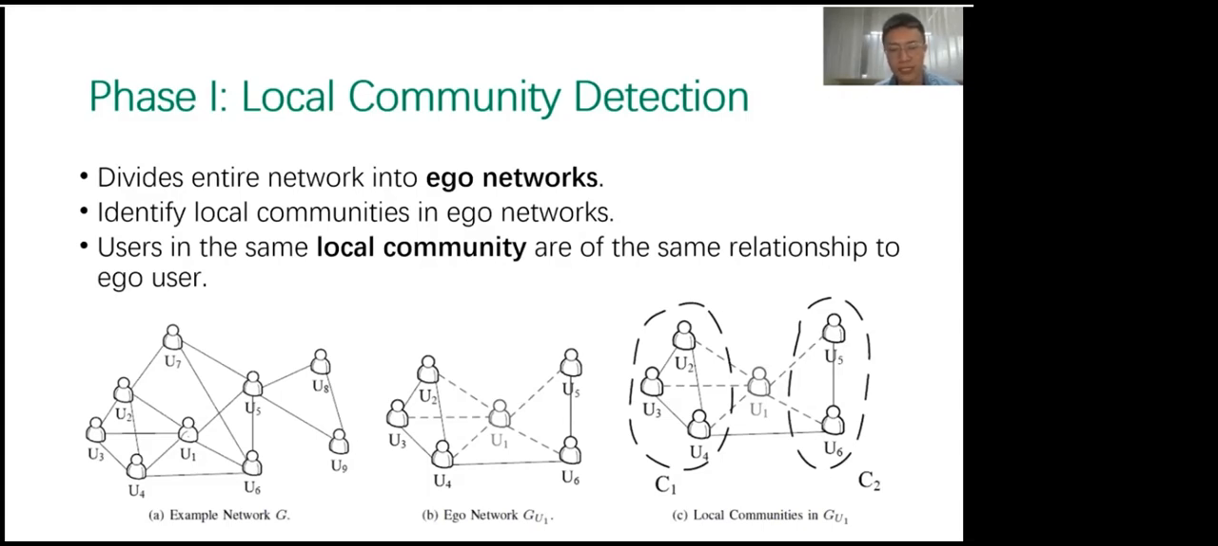If we want to extract the ego network of user 1, then we can see that U1, U2, U3, U4, U5, and U6 are extracted out. And from the picture in the middle, we can see that U1 is then taken out from this ego network before we do community detection. So here, we would want to remove U1 as well as its incident edges from the ego network. After that, we perform community detection, and we have C1 and C2, two local communities.